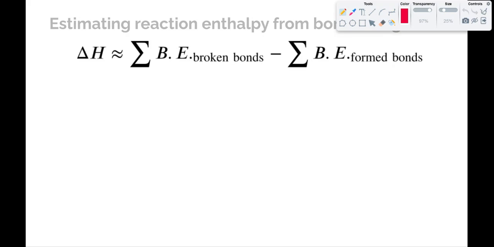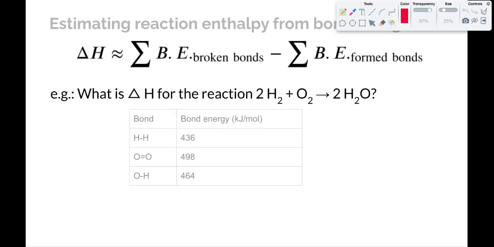So how we do that is we take the sum of all the bond energies for the broken bonds, that's energy that has to go into the system to break them, and then we remove from that, or subtract from that, the sum of all the bond energies of the formed bonds, because that's energy that comes out of the system. As bonds are formed, the bond energy is released as the attractive particles are allowed to come back together. So here's an example problem.